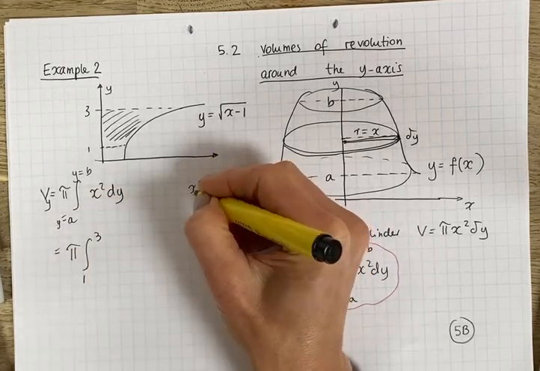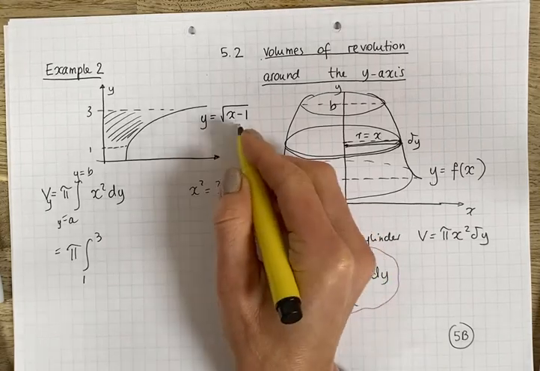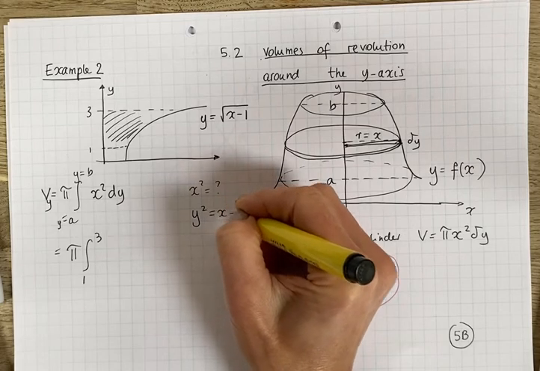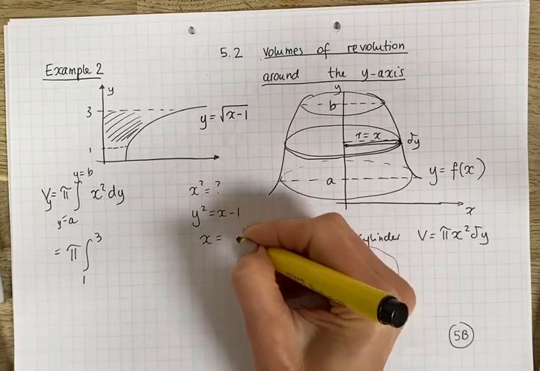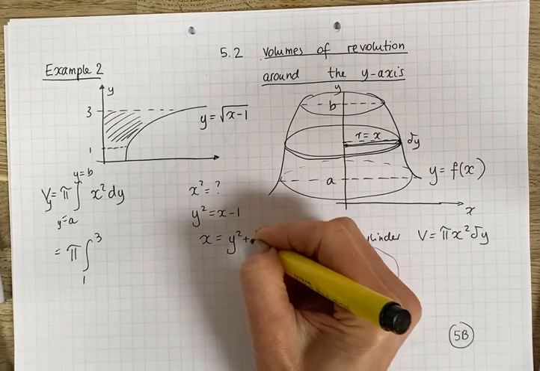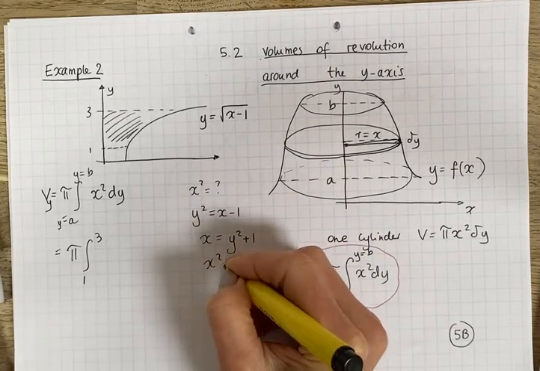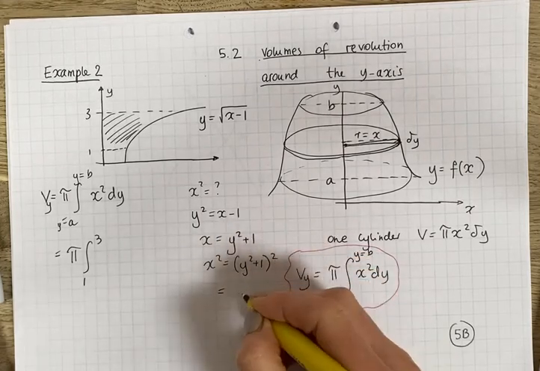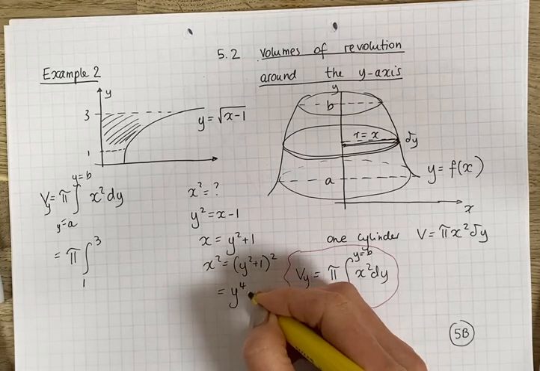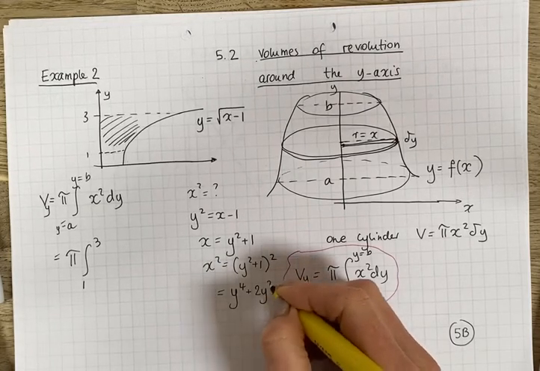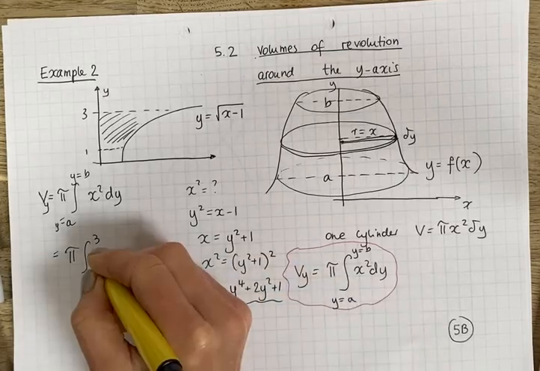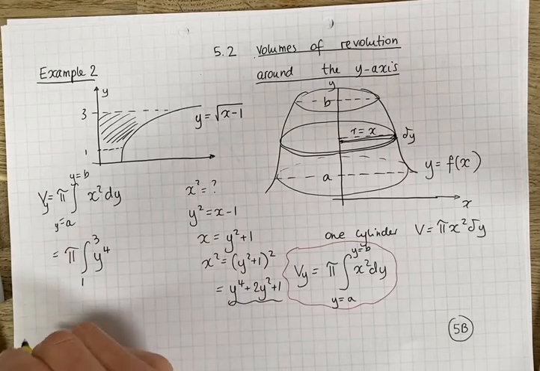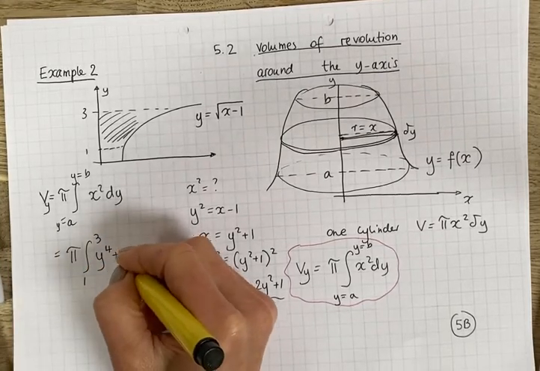X squared, well, what is our x squared? Well, if y is equal to the square root of x minus 1, then y squared is equal to x minus 1. So x is equal to y squared plus 1. Therefore, x squared is going to be y squared plus 1, all squared. Let me expand it. So it's going to be y to the power 4 plus 2y squared plus 1. So sometimes you need to rearrange to make x the subject and then square it.